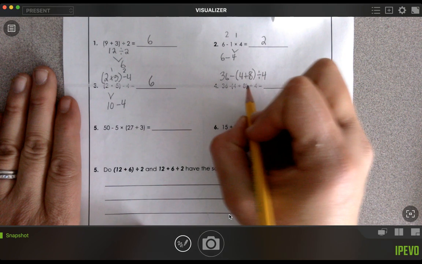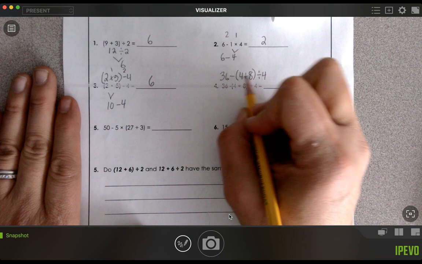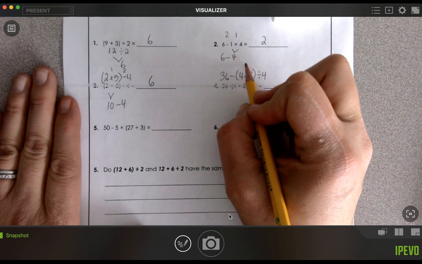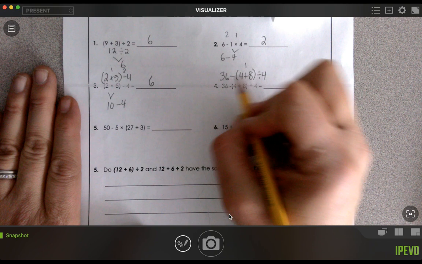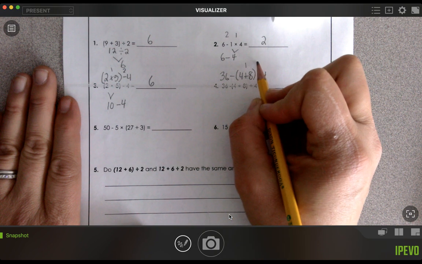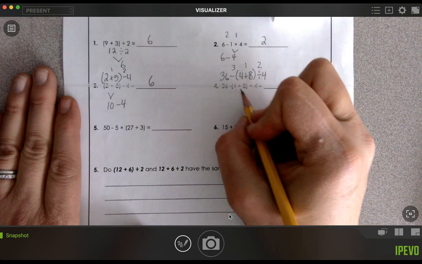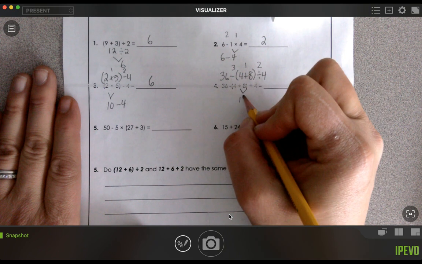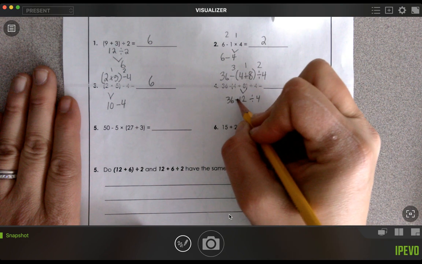In this problem, I'm getting more steps here. We have to do parentheses first, PEMDAS P, so that's first. We have to divide before we subtract, so that is 2, and then subtract is 3. So 8 plus 4 is 12. Divide by 4, add, subtract 36.